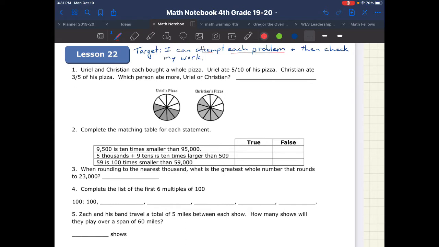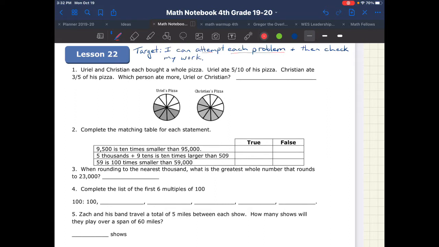So number one, Uriel and Christian each bought a whole pizza. Uriel ate 5/10 of his pizza. Christian ate 3/5 of his pizza. Which person ate more, Uriel or Christian?